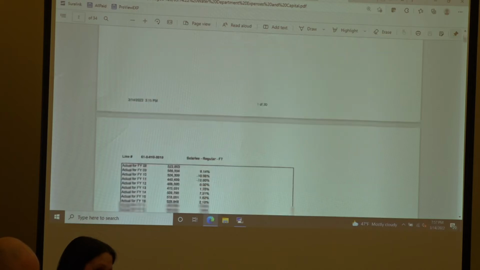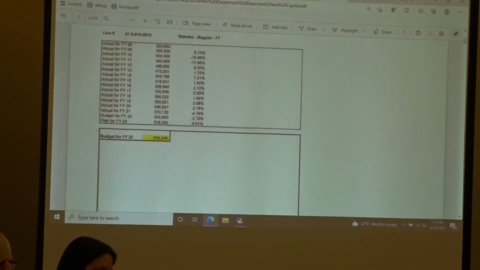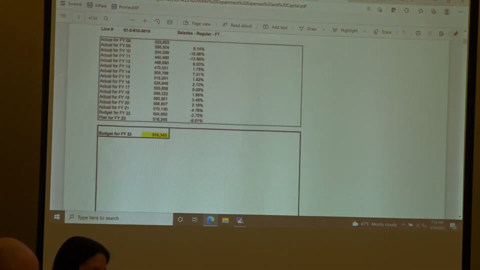Yep, line by line. All right, so sheet 2 of 30, salaries. You'll see the salary is reduced this year, and that's basically because through retirements and having new employees replacing the older employees, you see a savings. So that's what that represents.